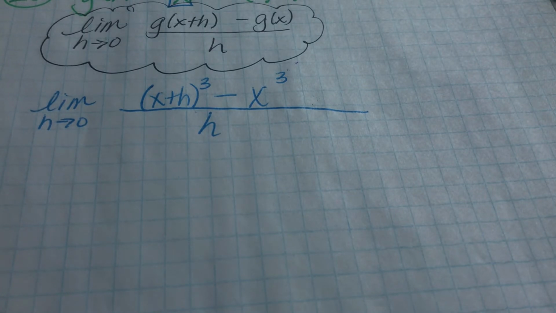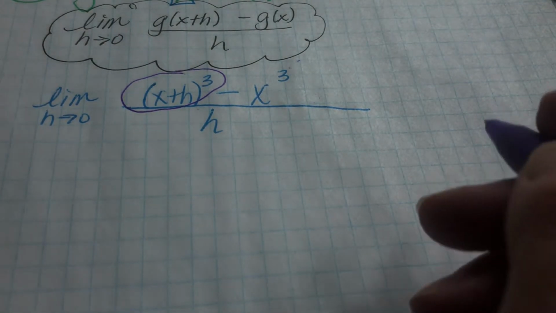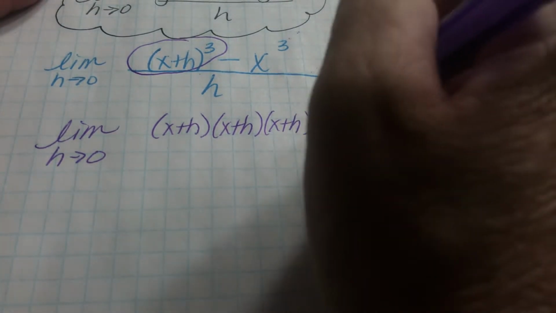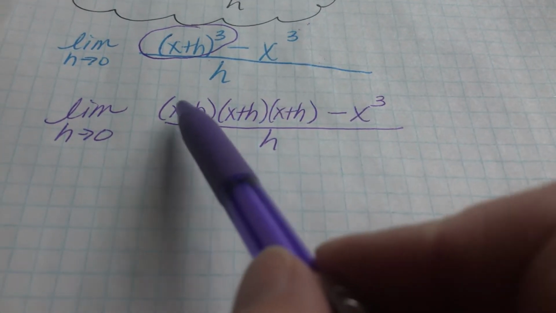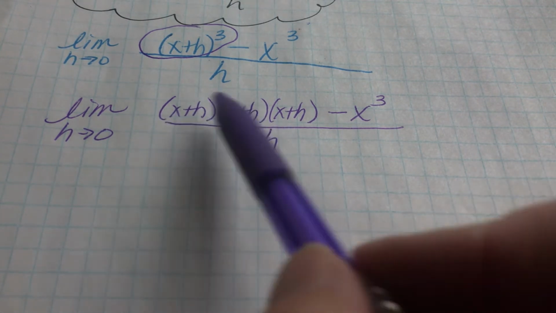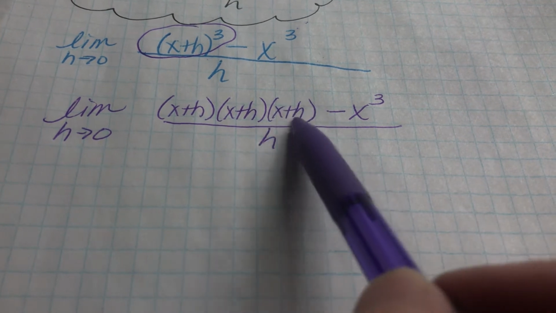So it seems so easy, right? Except when you take care of this x plus h quantity cubed, you have to multiply that out, because you really have x plus h times x plus h times x plus h, minus x cubed, all over h. So you can multiply that out. We just did one on number 19 where we had to FOIL x plus h times itself. So it's that, but then you have to do it again times another one.